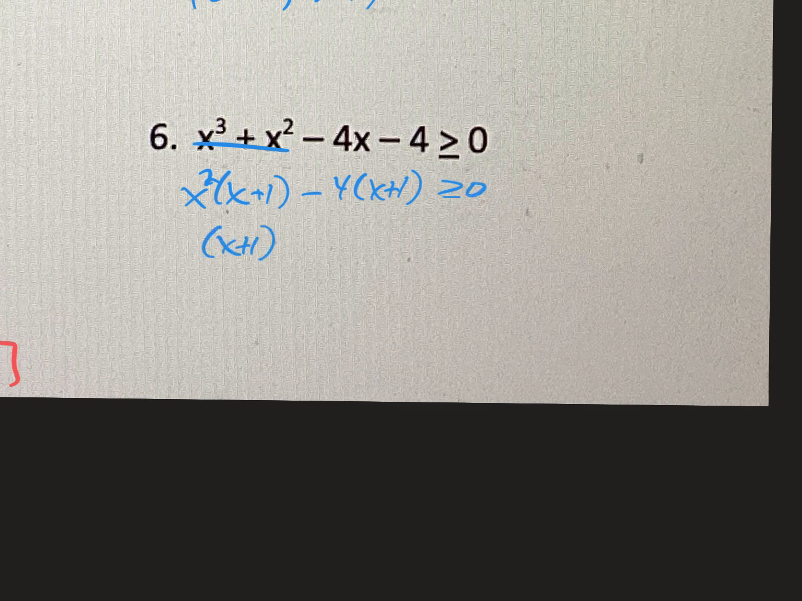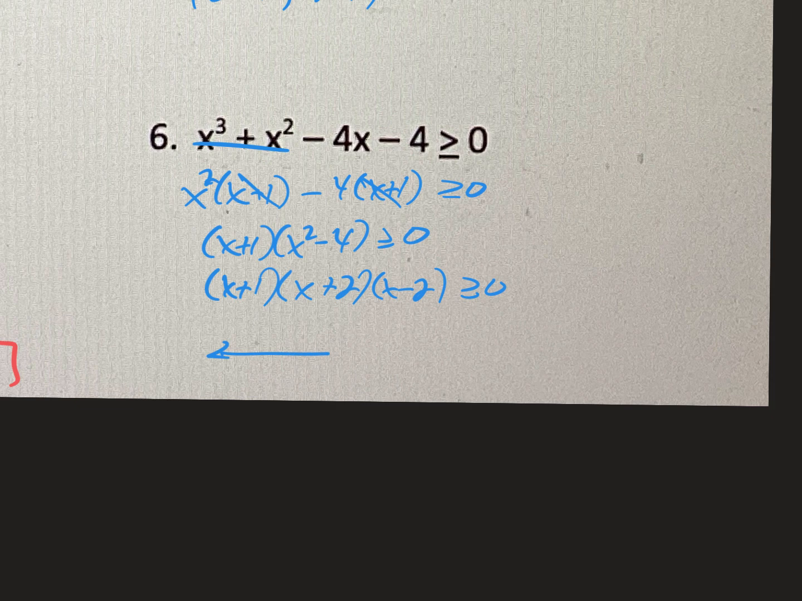Now you can take out an x plus 1. That leaves you with an x squared minus 4. But obviously x squared minus 4 is the difference of squares. You can keep on going. Make that x plus 2, x minus 2. So on my number line, I'm going to have 3 things. I'm going to have -2, -1, and also +2.